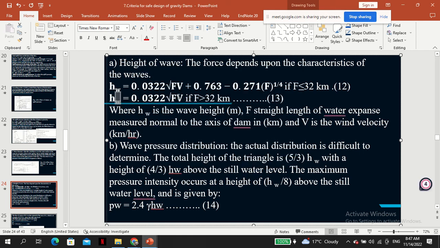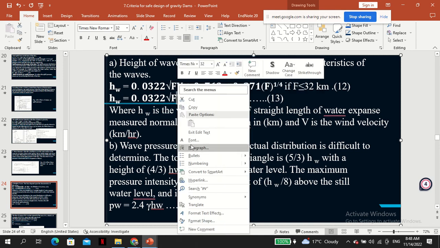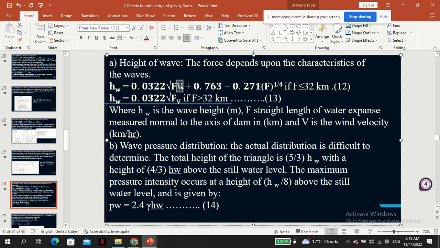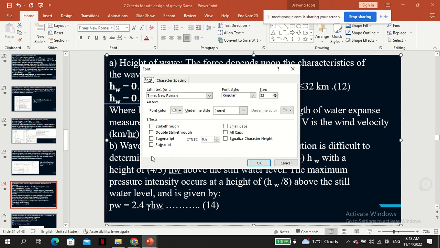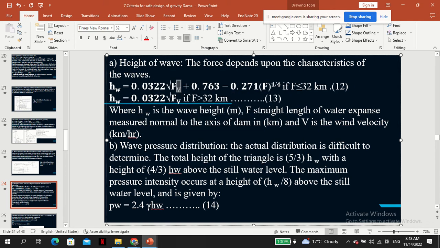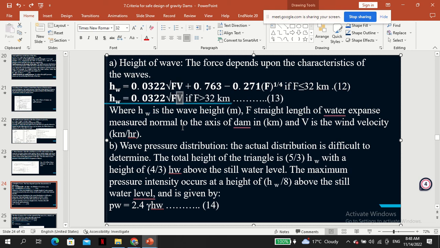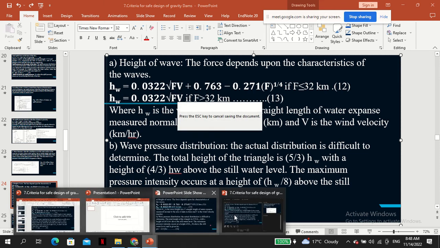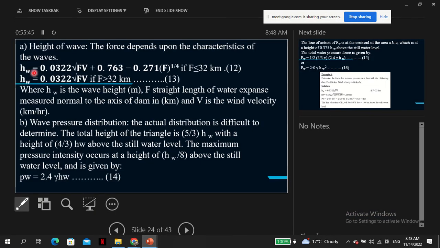And if f so fv, that should also be... no, that's okay, because that's the velocity. So now, this is the height of the wave, found from this formula.